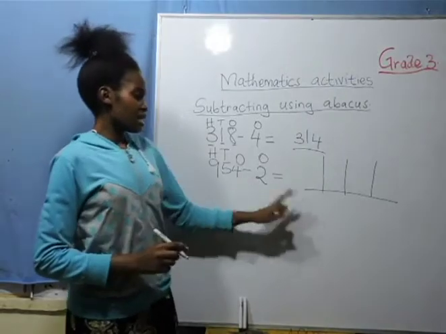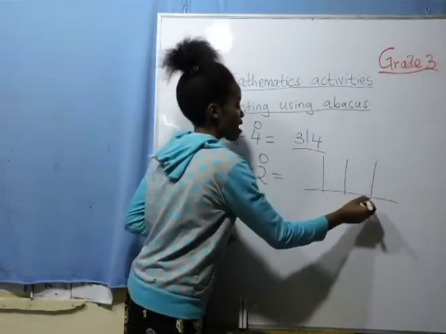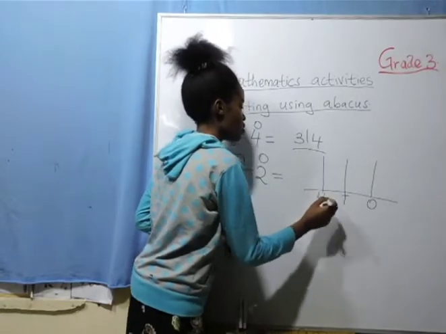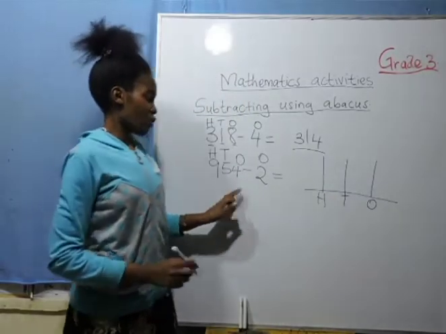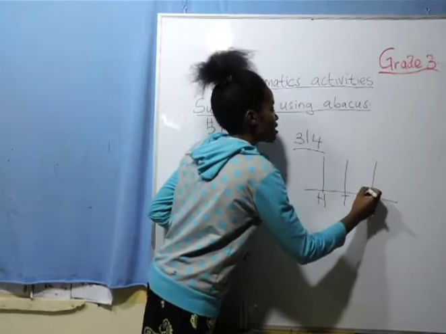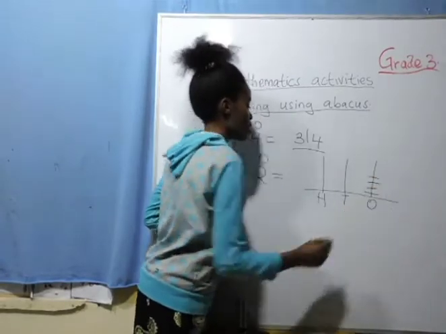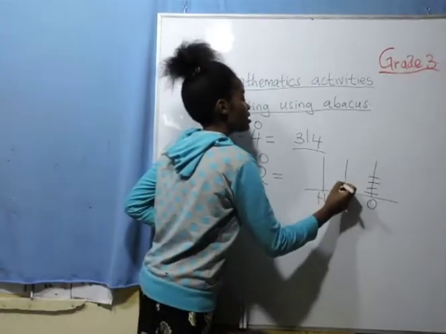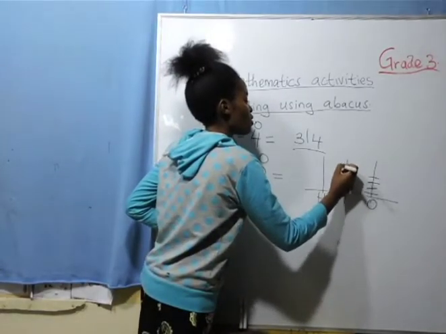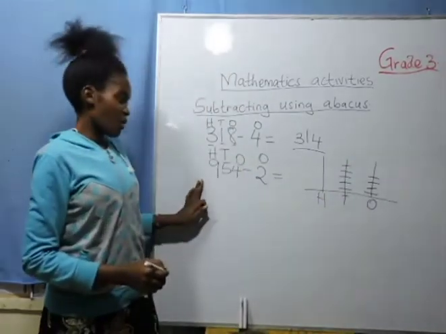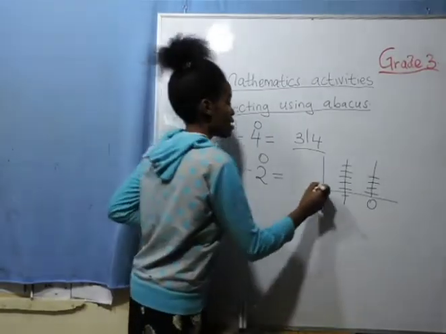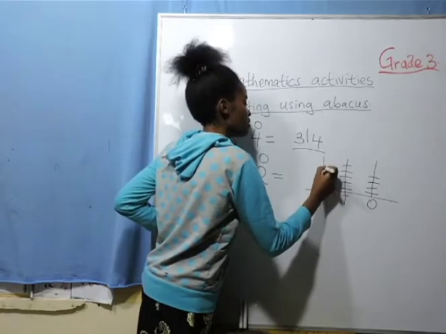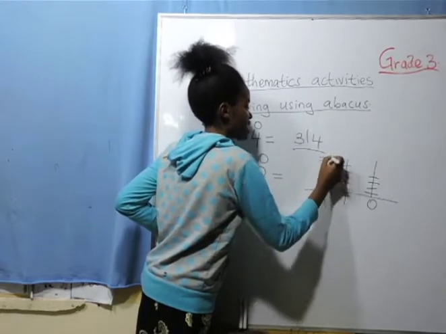Now, when we are starting, we will start with the ones. This is the ones, tens, then hundreds. We are going to draw how many? 4 beads. 1, 2, 3, 4. Now, in our tens we have 5. 1, 2, 3, 4, 5. And in our hundreds, we have 9. 1, 2, 3, 4, 5, 6, 7, 8, 9.